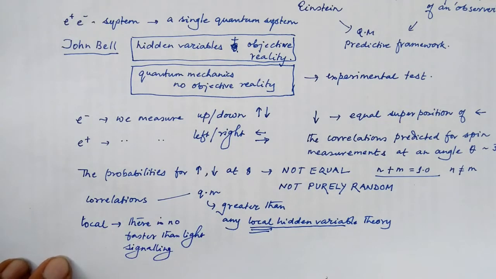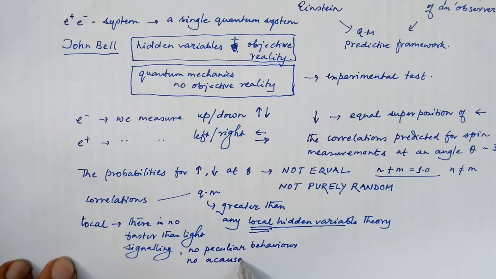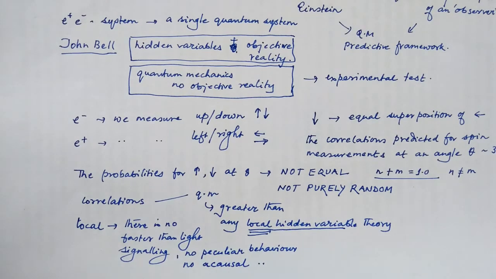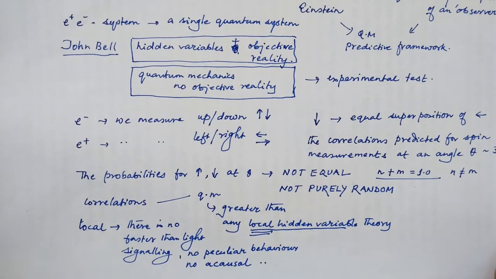Okay. So there is no peculiar behavior, right? There is no acausal behavior of any sort. That's what local means. So there is nothing very peculiar happening.